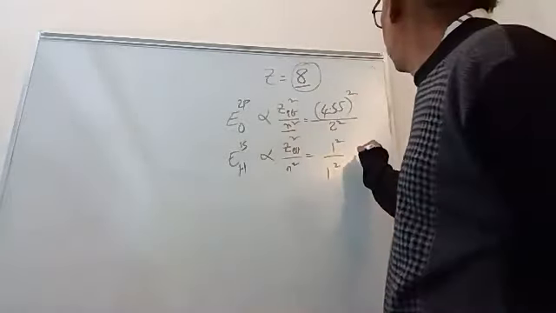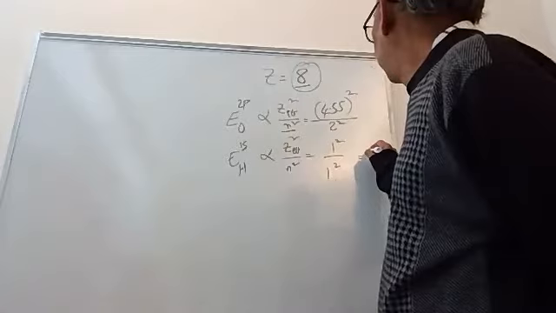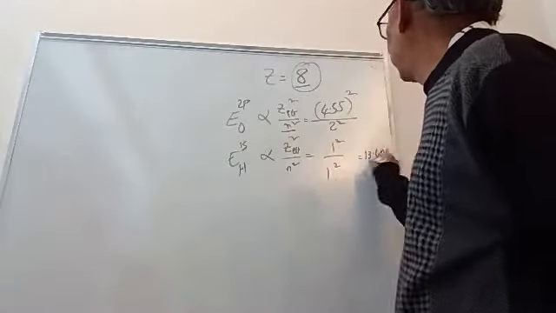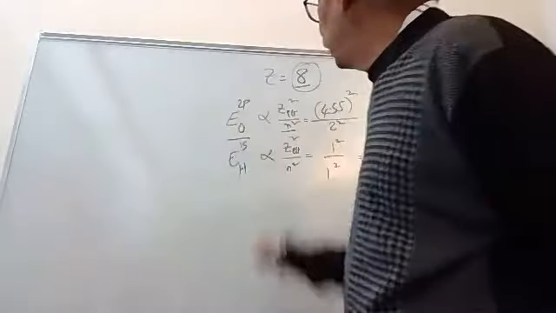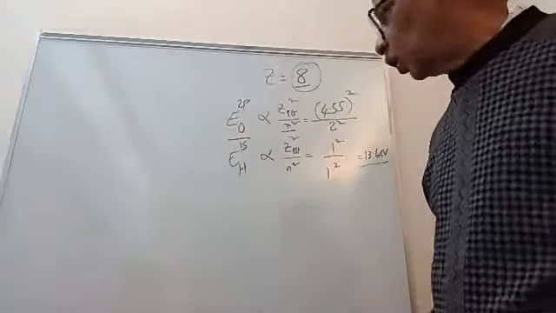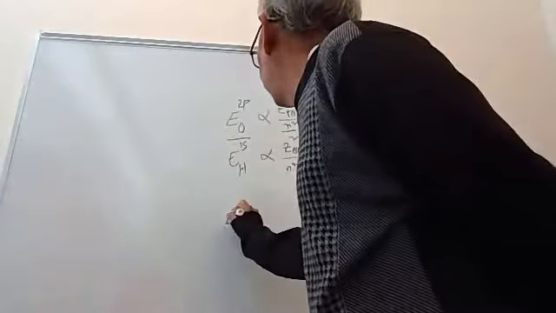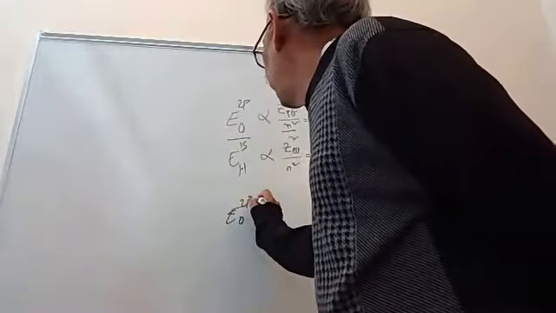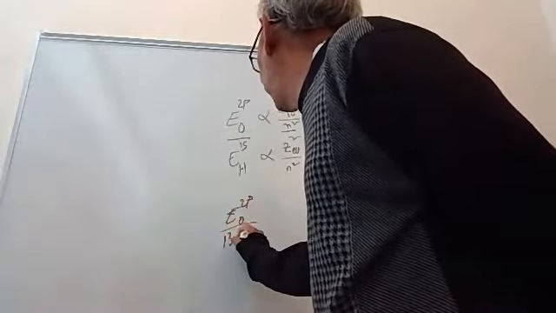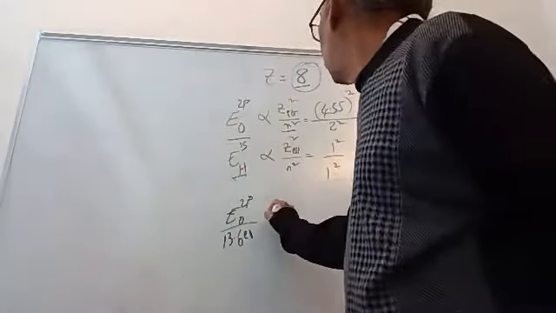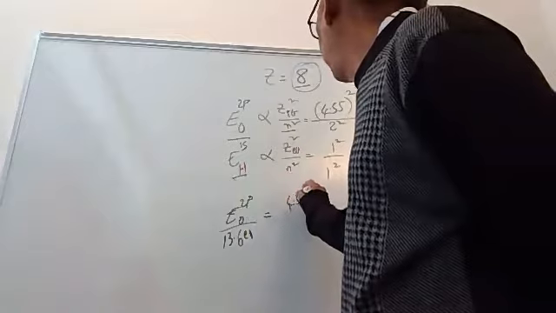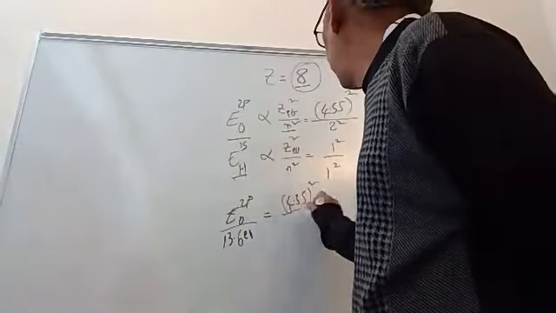So we know this one is equal to 13.6 electron volts, right? If you take the ratio of these two, you get the energy of oxygen 2p divided by 13.6 electron volts, which is the energy of the 1s electron of hydrogen, equal to 4.55 squared divided by 2 squared.